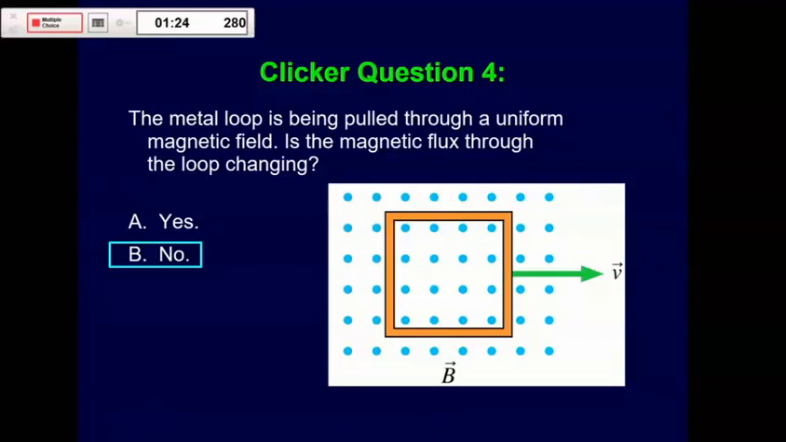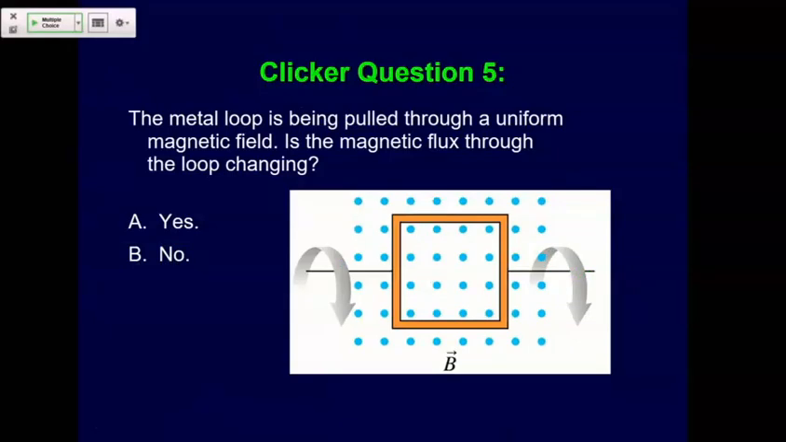Since it's a nice constant field, you're not going to have any change in this thing we call the magnetic flux. In order to have a change in the magnetic flux, you've got to do something like this. In this case, we're rotating this loop. Right now, you've got a total of 16 magnetic field lines going through it.